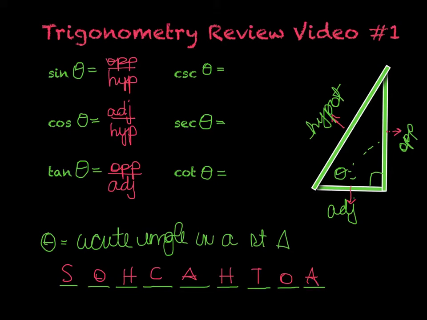What's going to be new is that we're going to add 3 more trig functions, the last 3. So cosecant is the inverse of sine, which means that it's going to be the hypotenuse over the opposite. Secant is the inverse of cosine, so it's going to be the hypotenuse over the adjacent. And cotangent is the inverse of tangent, which is the adjacent over the opposite.